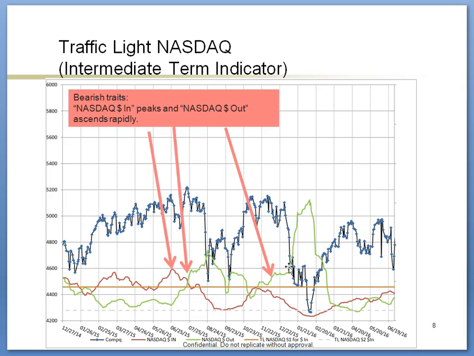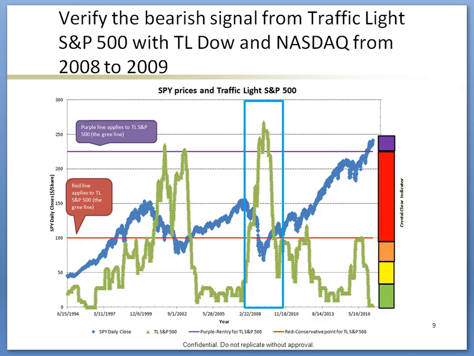So it is important when you look at traffic light Dow, you also look at traffic light NASDAQ to see how the market is oriented. For the rest of the presentation, I will use traffic light Dow and NASDAQ to verify whether the crossing of the red line, as you can see here, where the traffic light S&P 500 crosses its red line, is genuine.